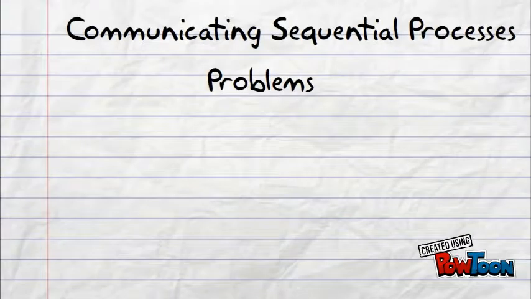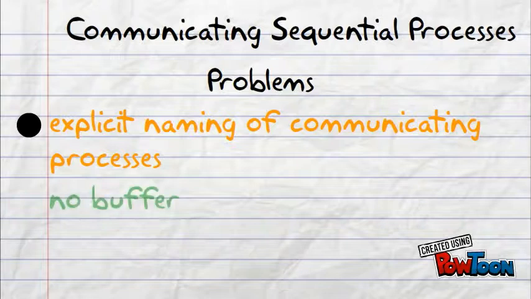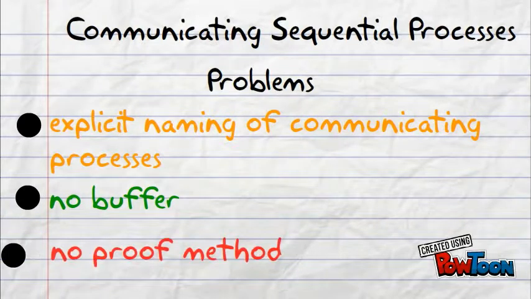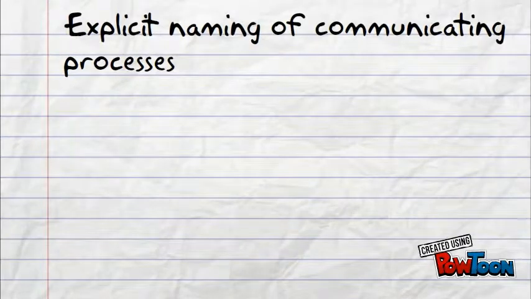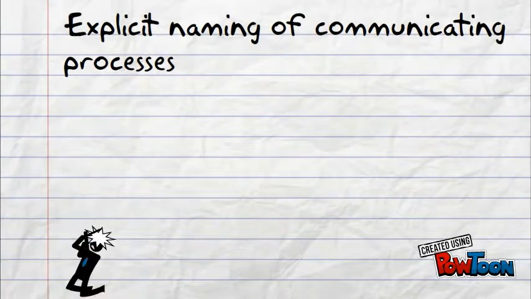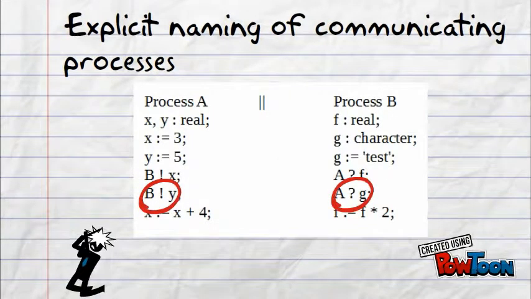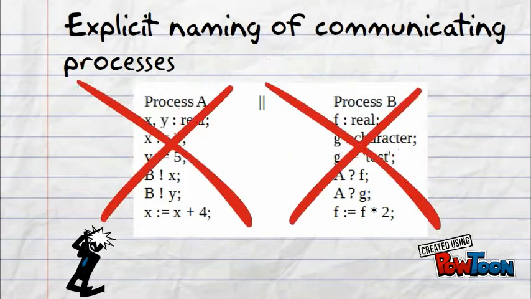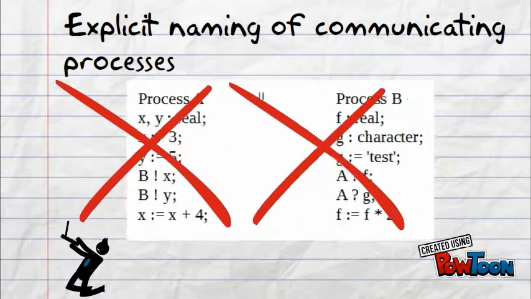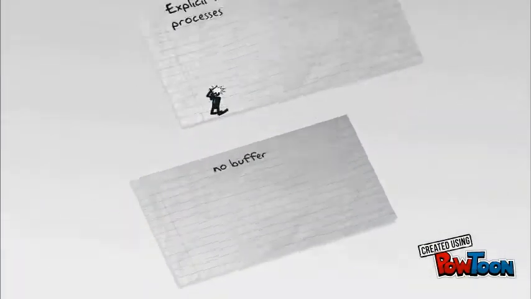There are three problems with CSP I'd like to cover in this video: its explicit naming of communicating processes, absence of buffer, and absence of any proof method. Explicit naming of concurrent processes is just complicated. For example, a minor mistake such as passing value types that do not correspond to each other leads to a crash of both processes. Also, if an output process refers to a terminated process, it is going to terminate too.